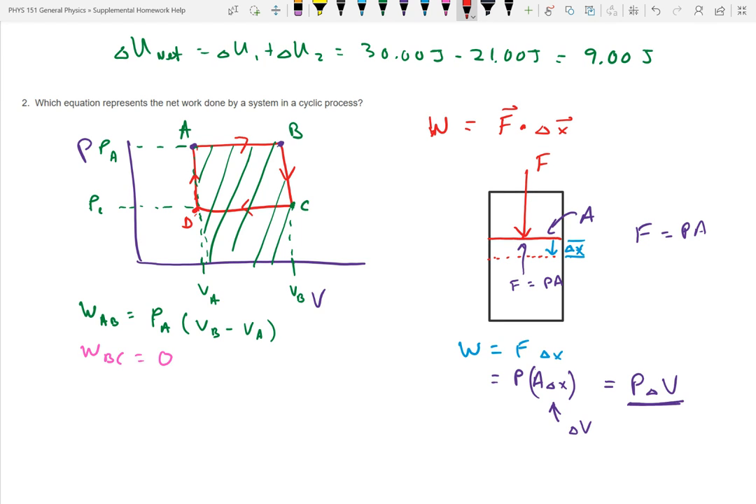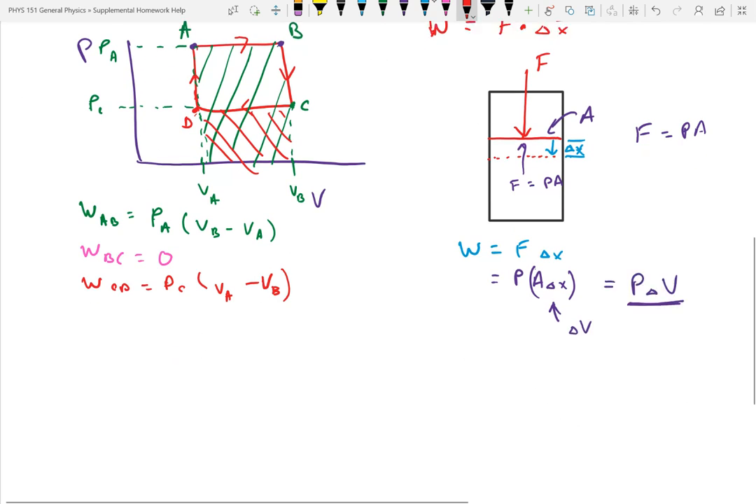Now it's going back the other direction. So that's going to be work CD is equal to the pressure there, pressure C, times it ends at VA, it starts at VB. So VA minus VB. And if we were to put that on the graph, that would be this area, right? So the work is going to be the area inside of that cycle.